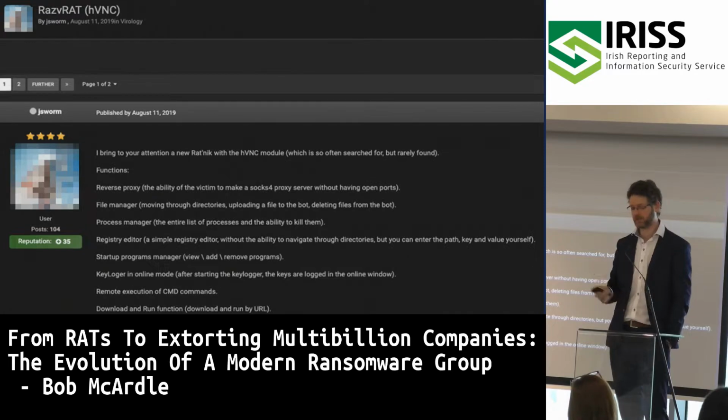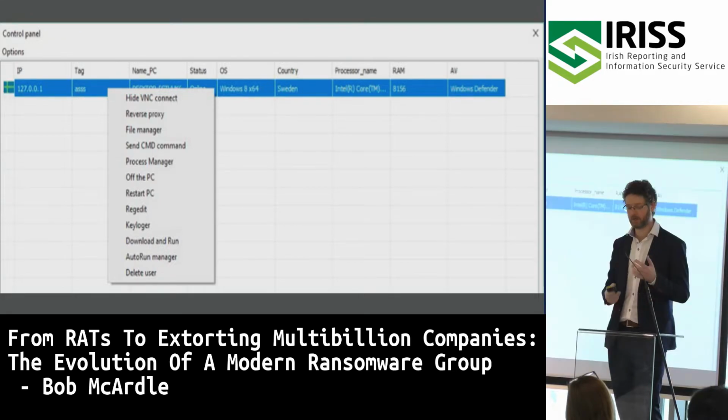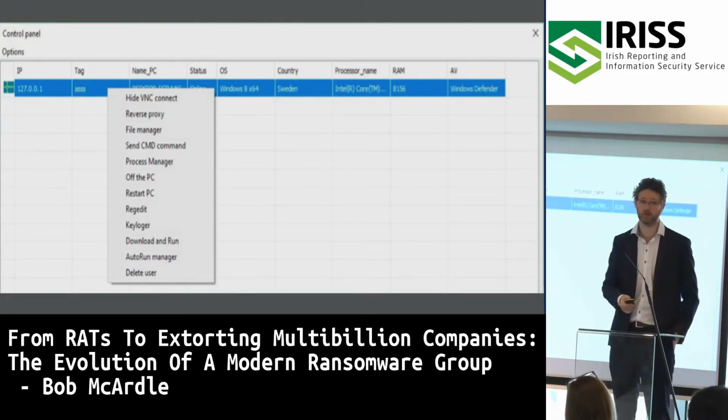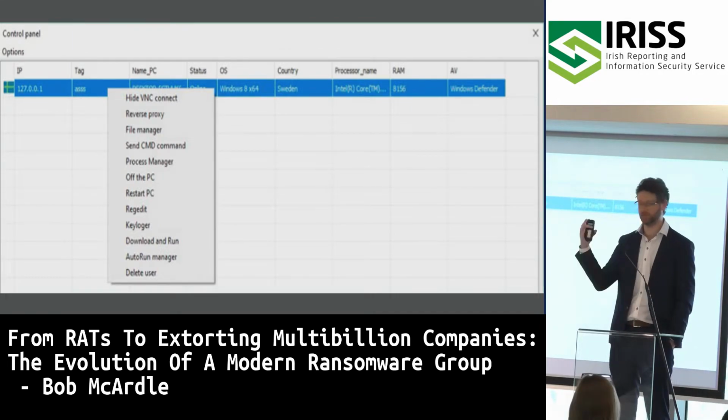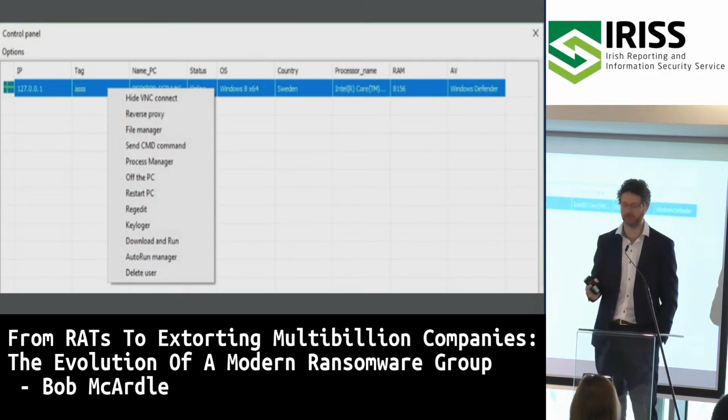So JSworm started out their career with a remote administration Trojan, or a RAT, called RAVC-RAT, right? Very common for criminals to start out this way. And by RAT standards, it's pretty decent. Nothing wrong with it. It does all the things you'd expect from a RAT or a keylogger. It gives you remote reverse proxies, file manager, keyloggers, backdoor capability, all that kind of stuff. It does all of those things.